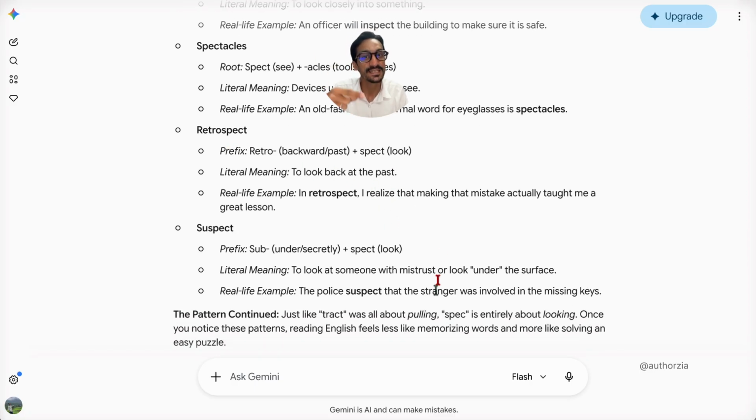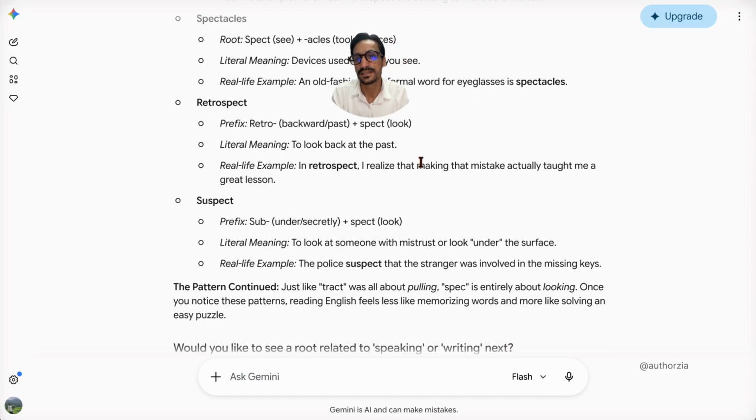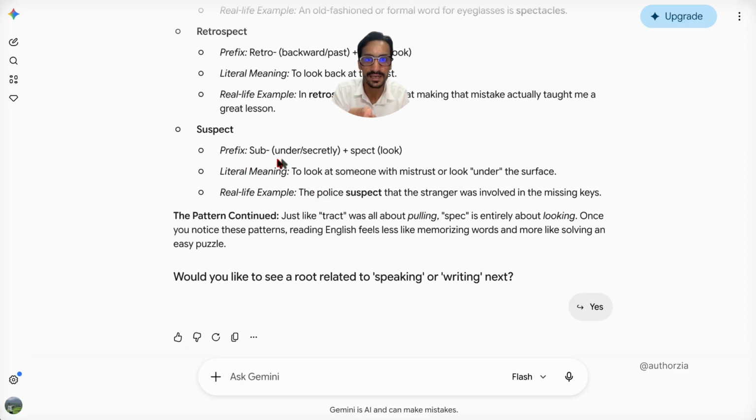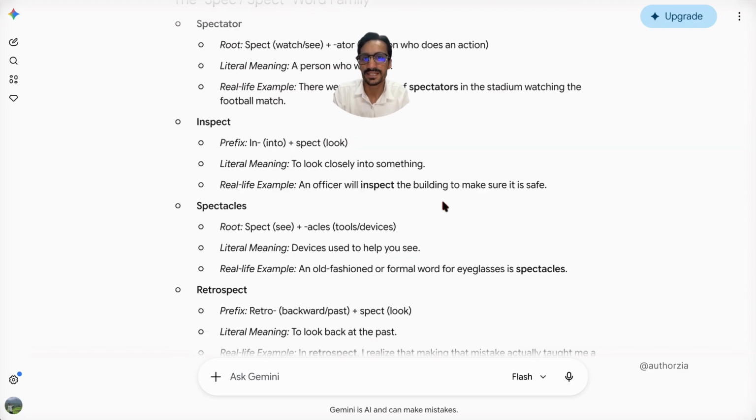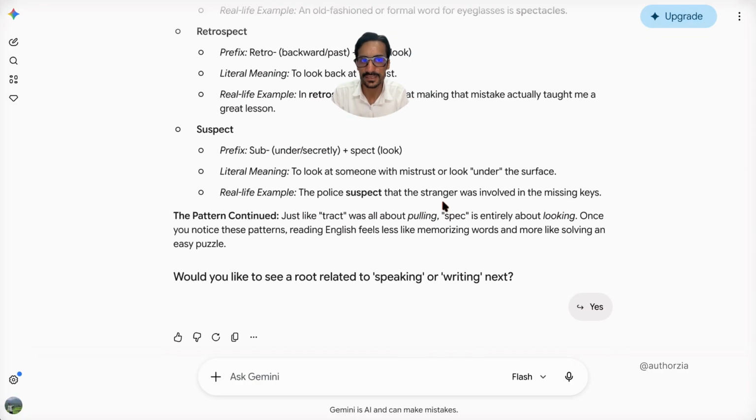Retrospect, past में जाके देखना और कि क्या गलती की, और retrospect. So again, you see, it may not be as close as spectacles, but retrospect also has this thing. Retro मतलब पुराना, past, you know this retro style, retro design, and spect मतलब उसको देखना. तो going back, I'm retrospecting what I did in 10 years. Suspect is secretly, this is under secretly, and spect is look at someone with mistrust, or look under the surface. You suspect somebody. People are suspecting AI, but it will be so fantastic if you start using it today.